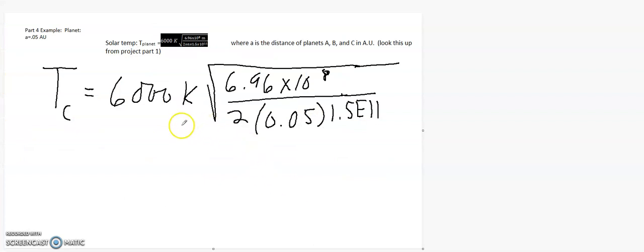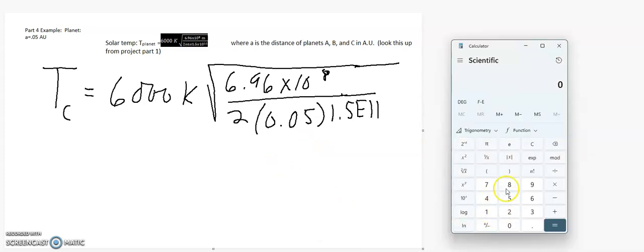All right, so I already have it set up right here. So you have to calculate the solar temperature. We always use this formula, but then you put in the value of your particular A for your planet. Mine happens to be 0.05 astronomical units. All right, so let's do this calculation. The calculation looks like this, so I'm going to put these numbers in.